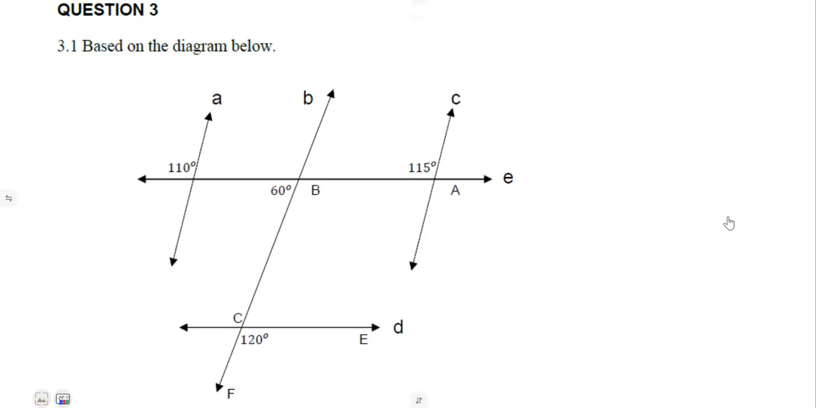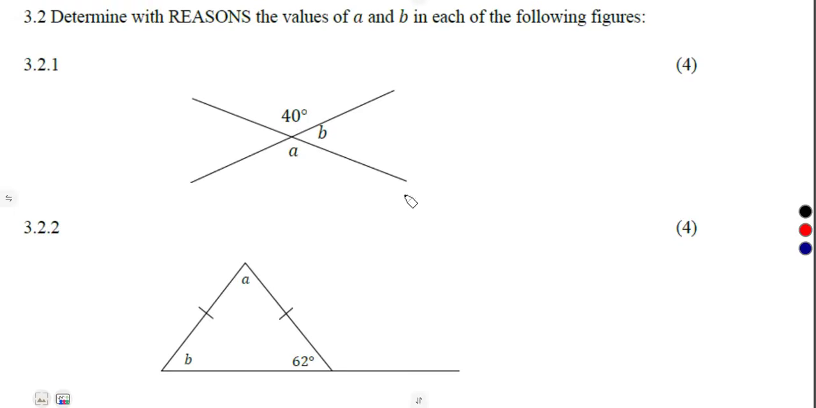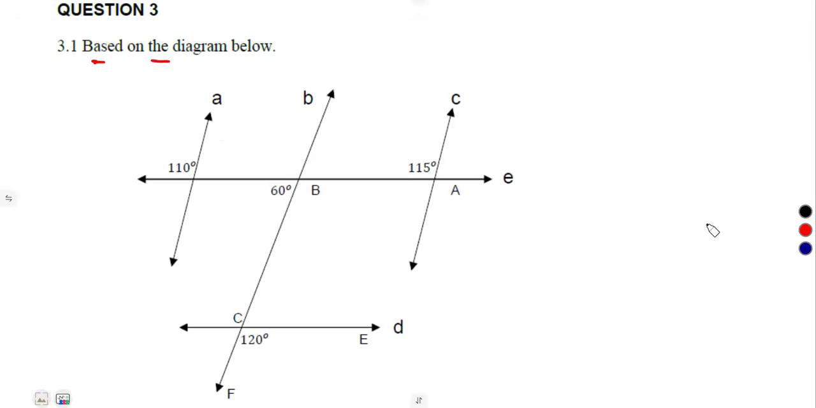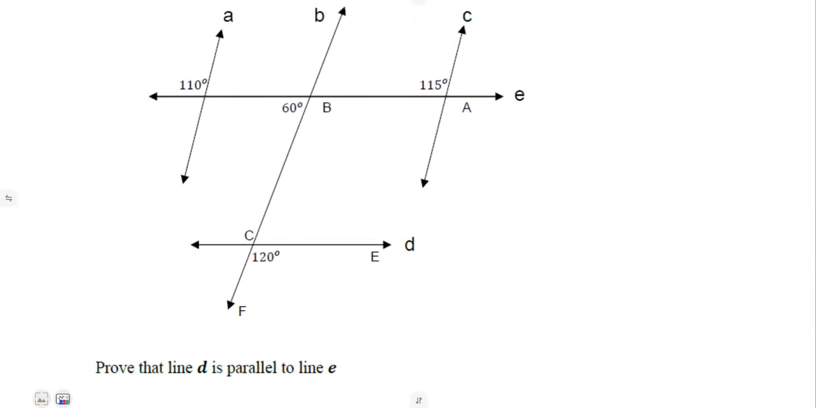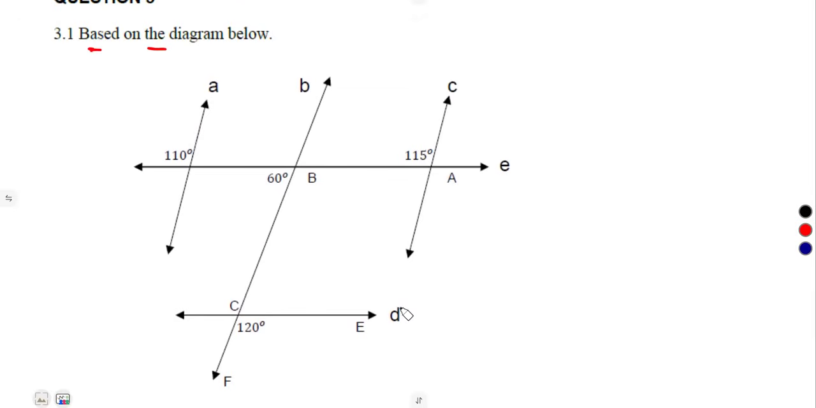All right, moving on to question number 3, where we are being asked to answer based on the diagram below. We are supposed to focus on this diagram that we are given to answer the question which follows, which is determine with reasons. All right, the question is just down here. Prove that line D is parallel to line E. This is our line D, and this is our line E. Prove that they are parallel.